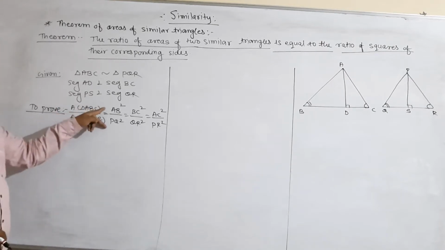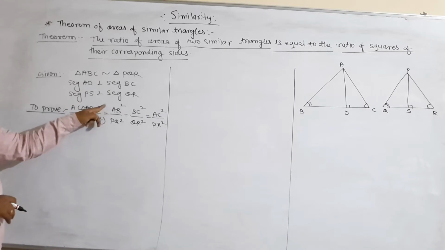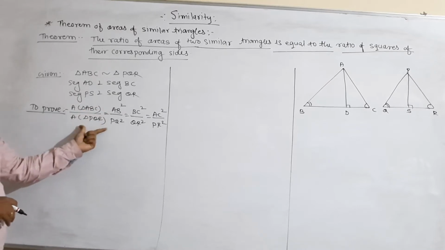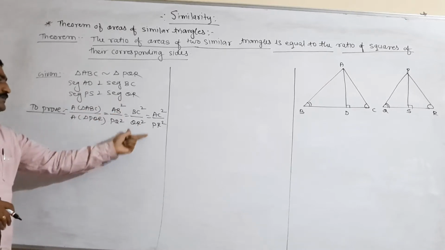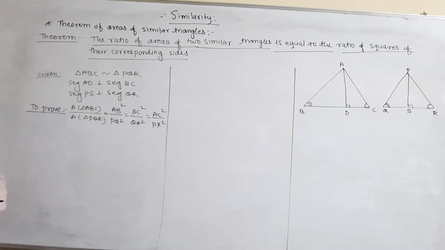We have to prove only one; the remaining are arithmetic proof. AB square divided by PQ square, or BC square divided by QR square, or AC square divided by PR square. So now we have to study the proof.